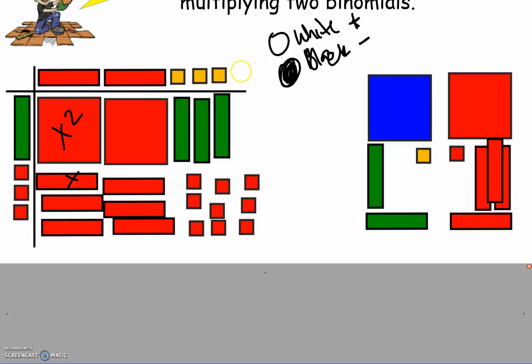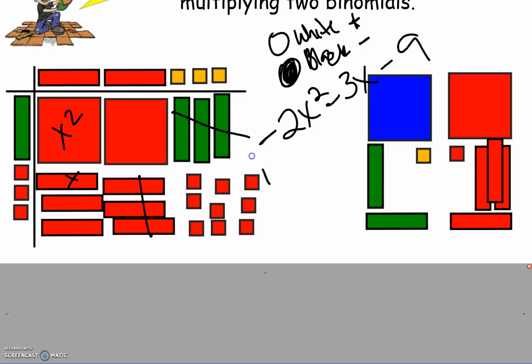All right, so this is your final answer, and now we need to decide if there's something we can cancel. All the x squares are negative, so you know you're going to have negative 2x squared because there's 2 of them. Then these 3 x's can cancel those 3 x's, so you're left with minus 3x minus 9. So this would be our answer.